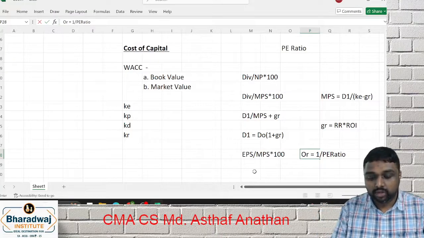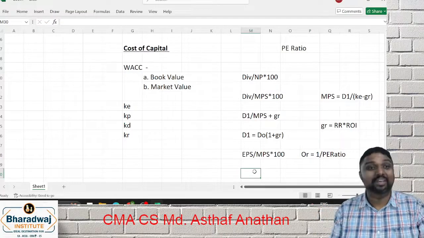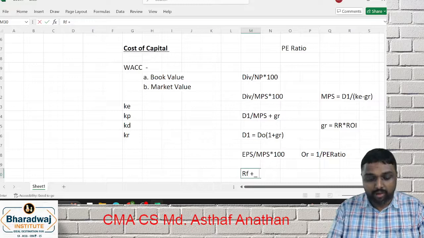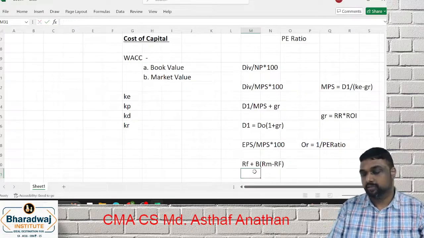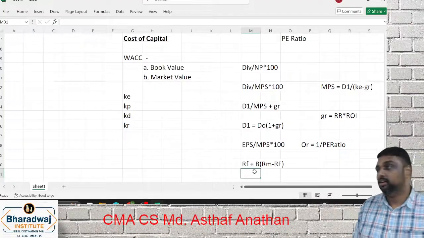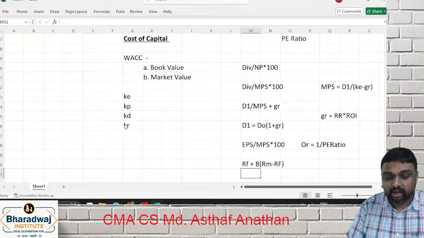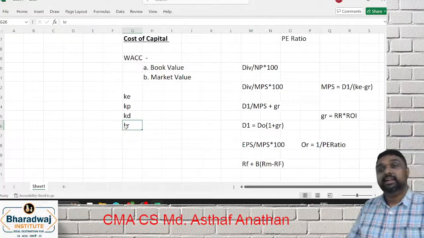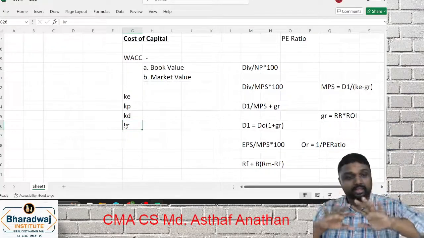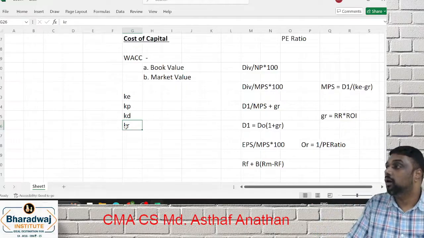Next, we have to go for the last method, the CAPM method: RF plus beta of RM minus RF. This is the standard formula. So these are the different methods by which we can find out the KE. Next we have KR. We discussed that, if everything else is silent, KR is equal to what?